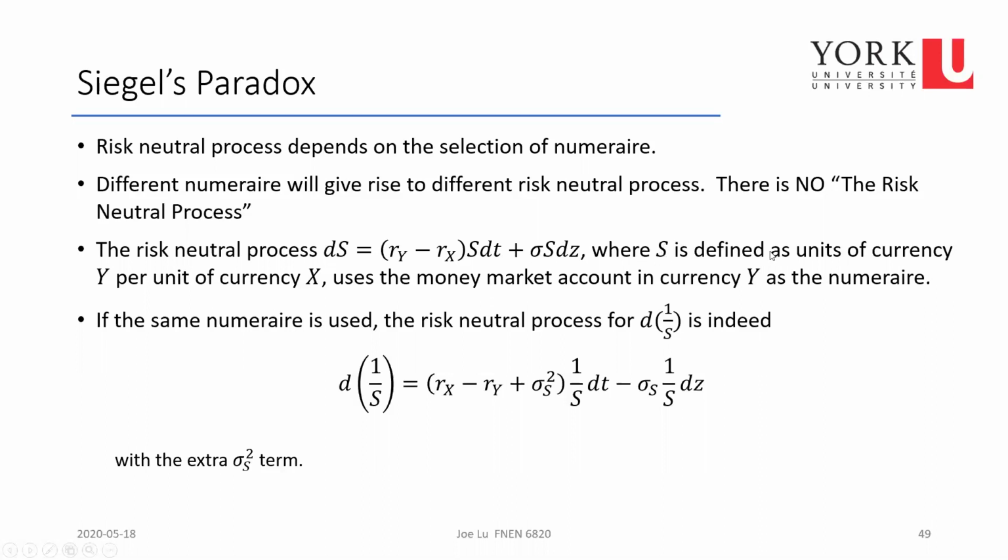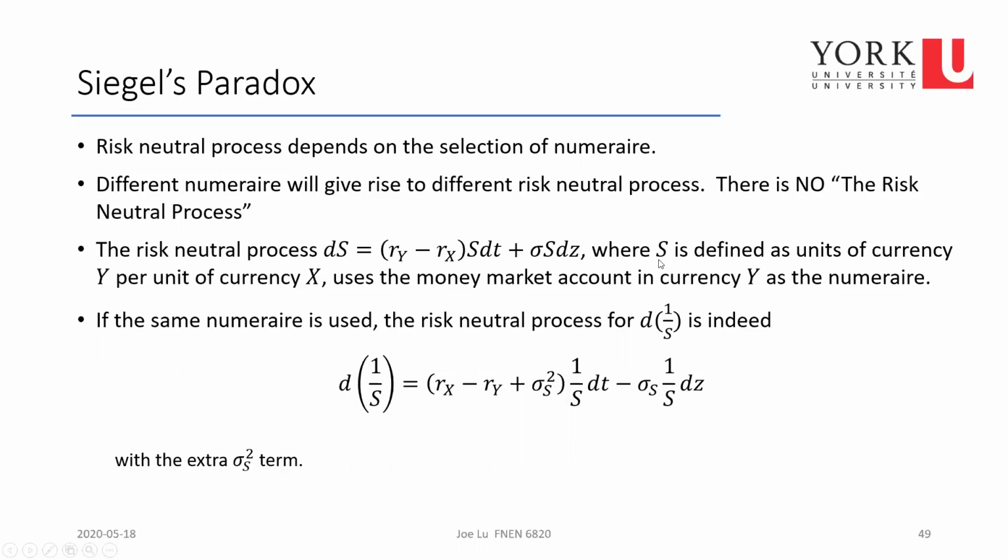Since s is defined as units of currency y per unit of currency x, basically we have used the money market account in currency y as the numeraire, because we're expressing the per dollar value of x in currency y. So all this is actually expressed in terms of how many currency y's, right? The number here is really the number of currency y.